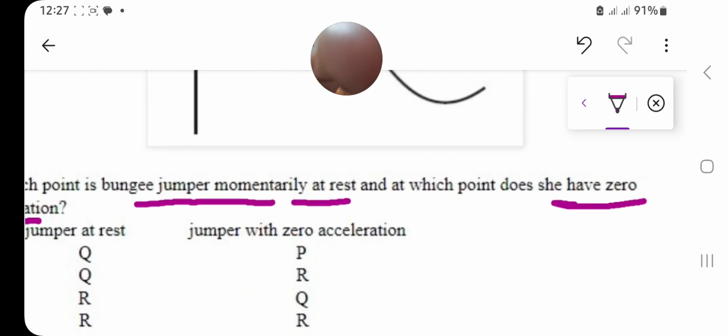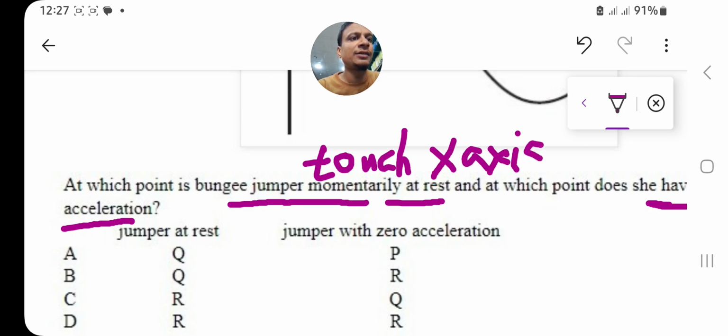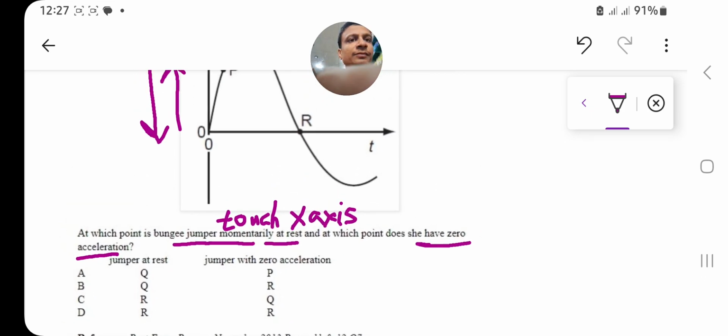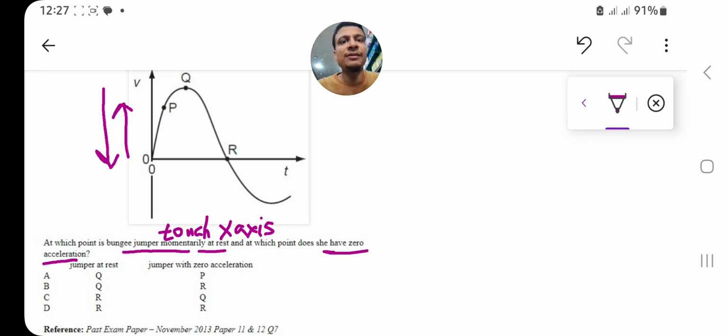So here just mention that the jumper is momentarily at rest whenever the graph touches the x-axis. Clearly mention this, so that you know that whenever we are talking about the rest of the jumper, it means that the graph goes down and touches the x-axis, and the velocity here is zero.